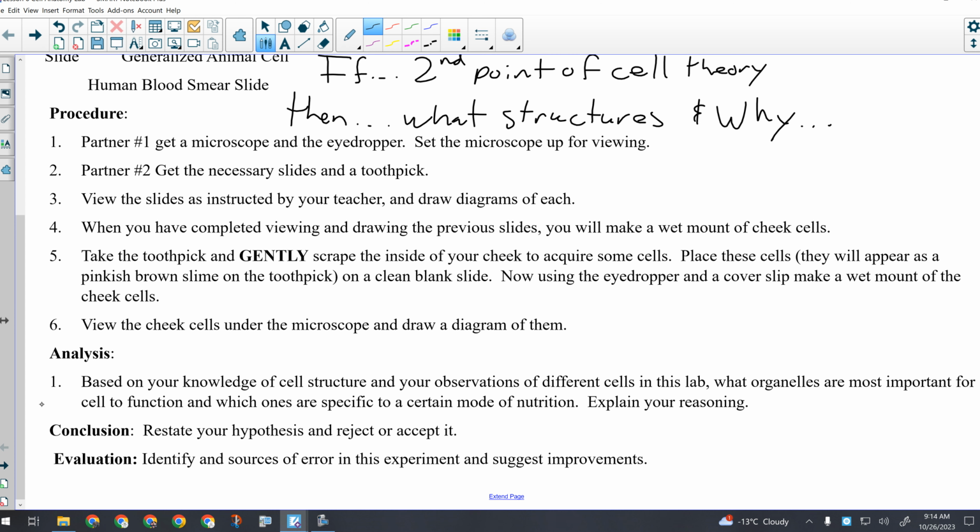All right, questions? Okay, the biology lab is already open. So very quietly make your way to the biology lab and grab a microscope and we'll get started.